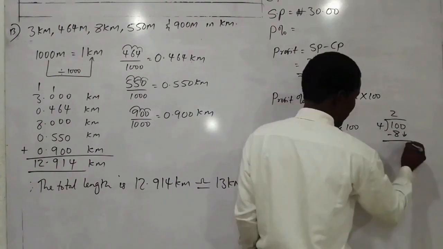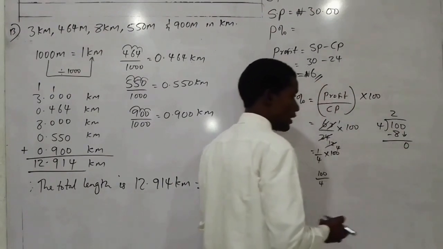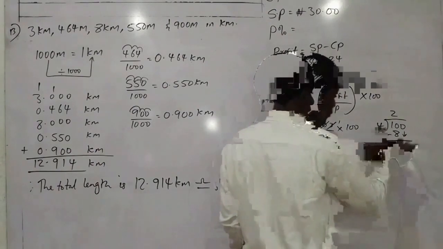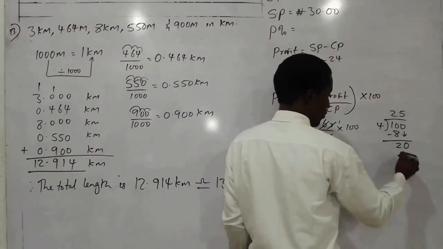We break this down, 0.10 minus 8, that's going to be 2. 4 can go in 25 times. 5 times 4, that's 20.